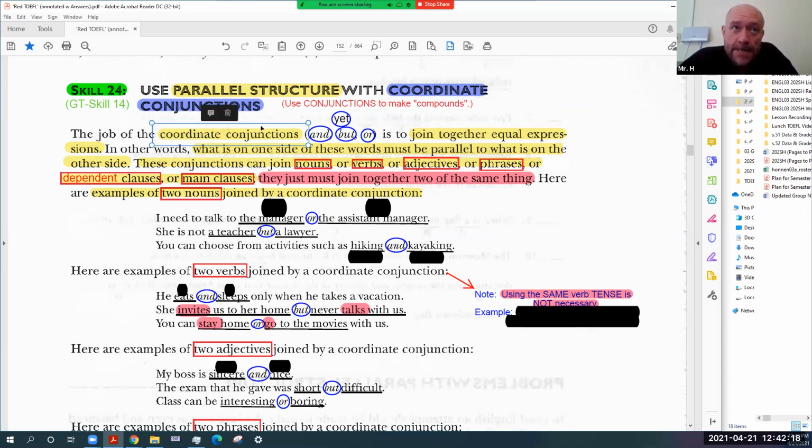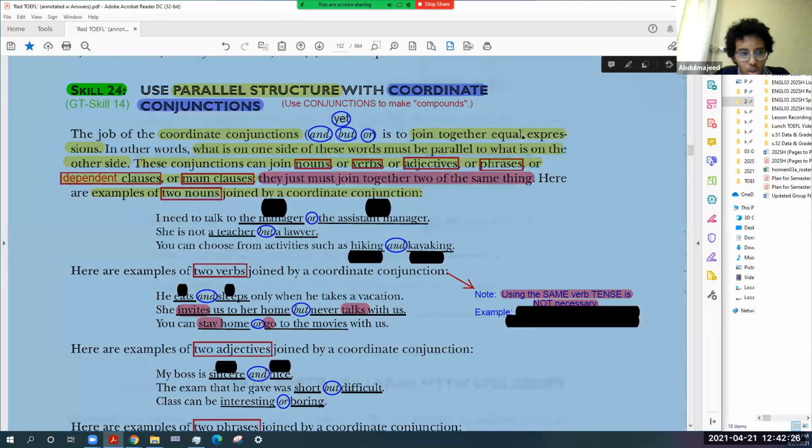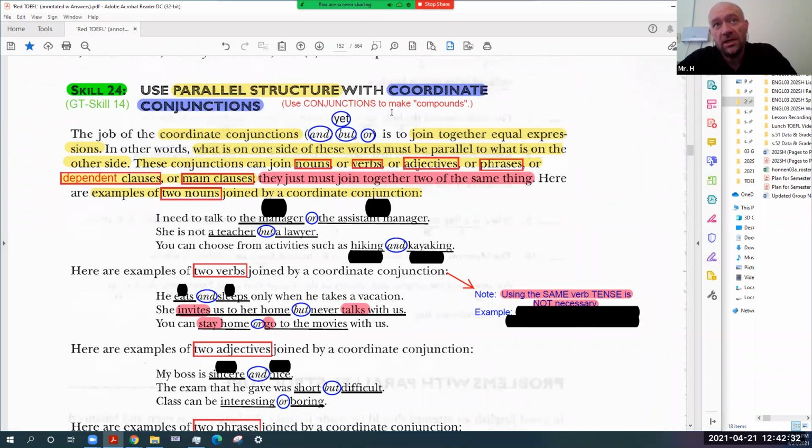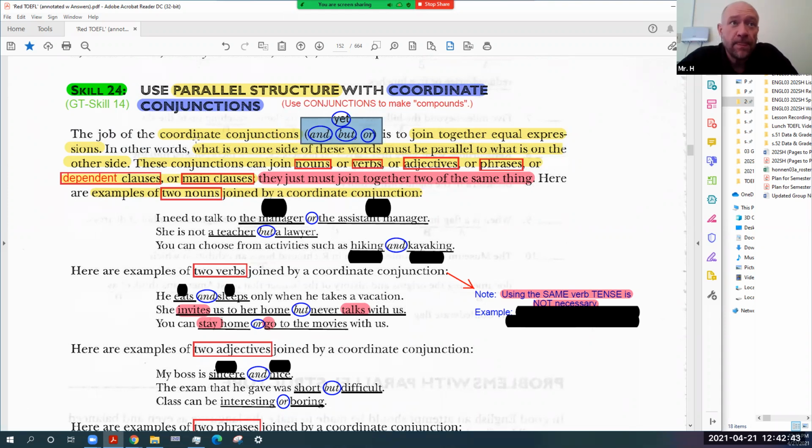Abdul Majid, can you read? Coordinate conjunctions: and, but, or, yet are used to join together equal expressions. All right. So here are the conjunctions in this skill. You have 4 conjunctions. This is what you should remember for the TOEFL. Remember these 4 conjunctions. All right. Khalid? In other words, what is on one side of this word must be parallel to what is on the other side. Very good.